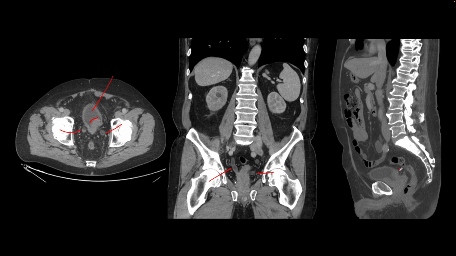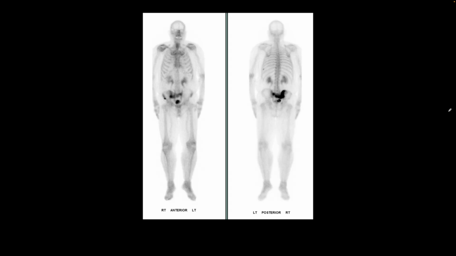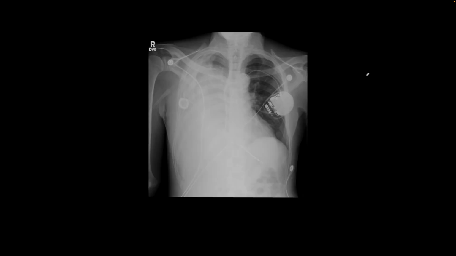And here's the sagittal image showing the tumor extending from the prostate to involve the urinary bladder. And they also have sclerotic bone metastases involving the sacrum. On the next slide, we have two images from their whole body bone scan showing osteoblastic bone metastases involving the sacrum and the right ilium. Probably a focus in the left rib as well.